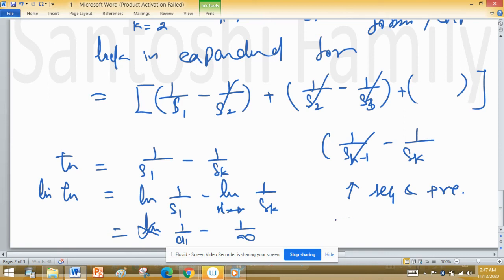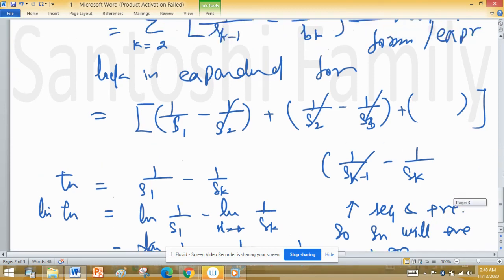Sn will be positive and goes to infinity. So 1 upon infinity will be 0. So the final answer is 1 upon a1.